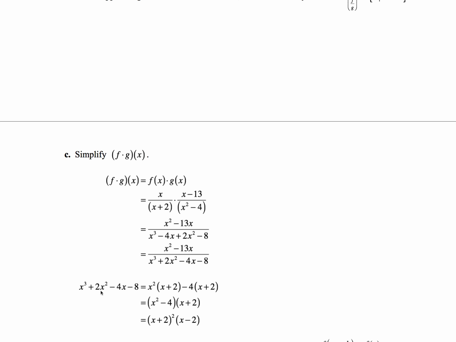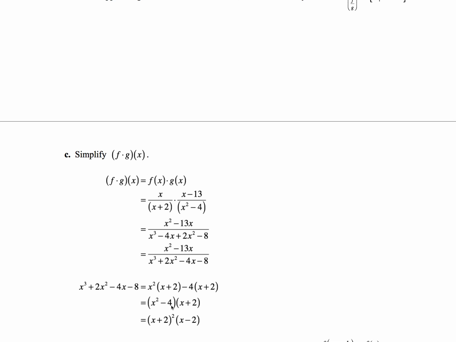We see that the greatest common factor of x cubed and 2x squared is x squared. So we factor an x squared out. That leaves the factor x plus 2. Then the greatest common factor for these two terms is negative 4. So you factor the negative 4 out, and you have the same factor here as you have here. And so factoring by grouping gives us x squared minus 4 times x plus 2.